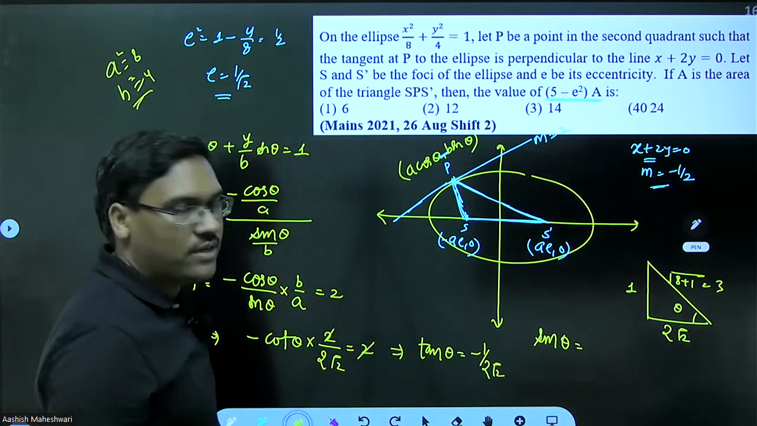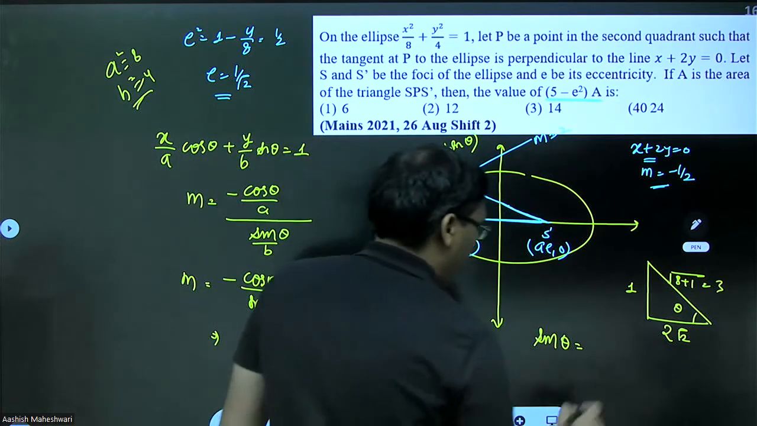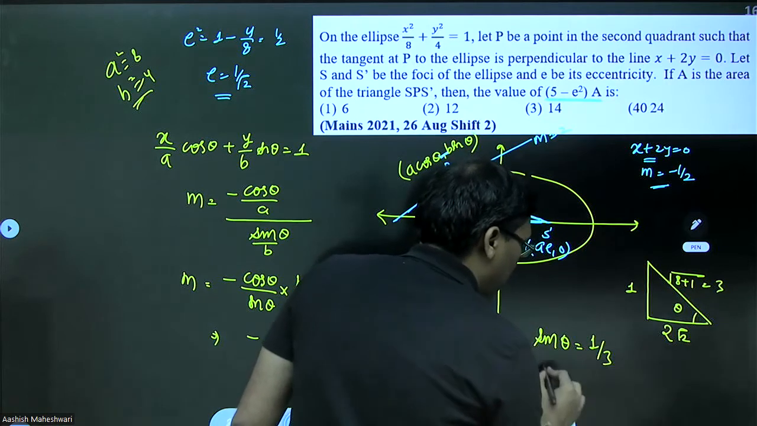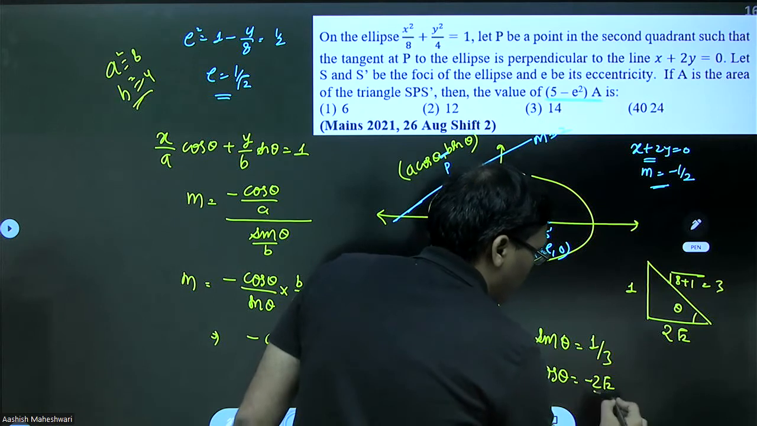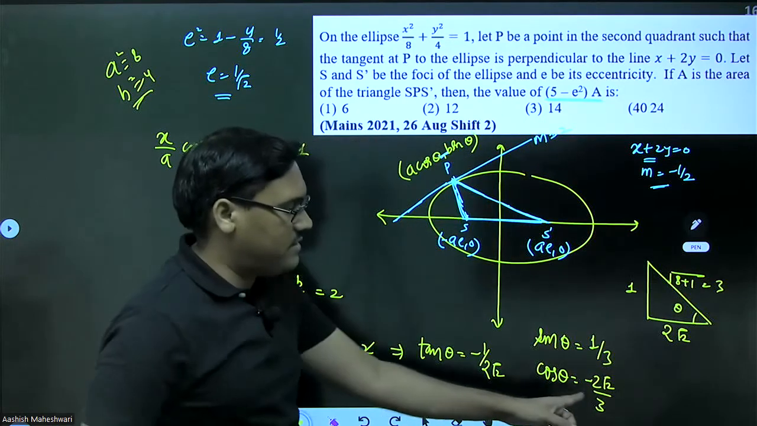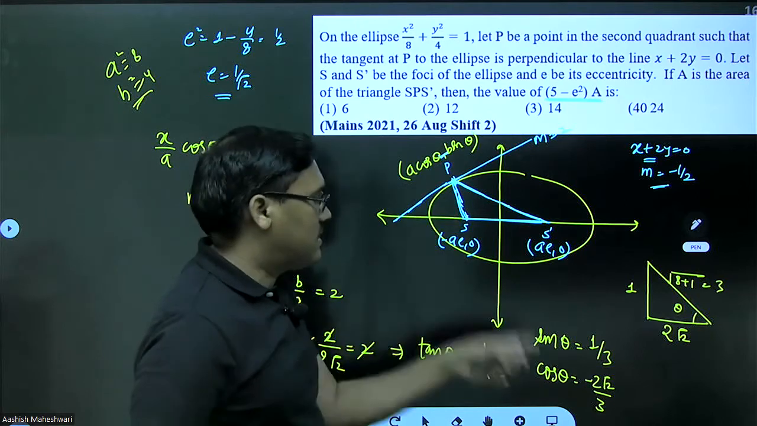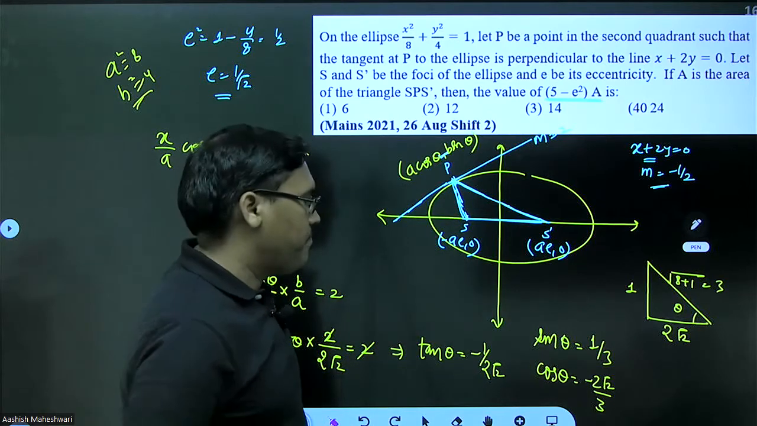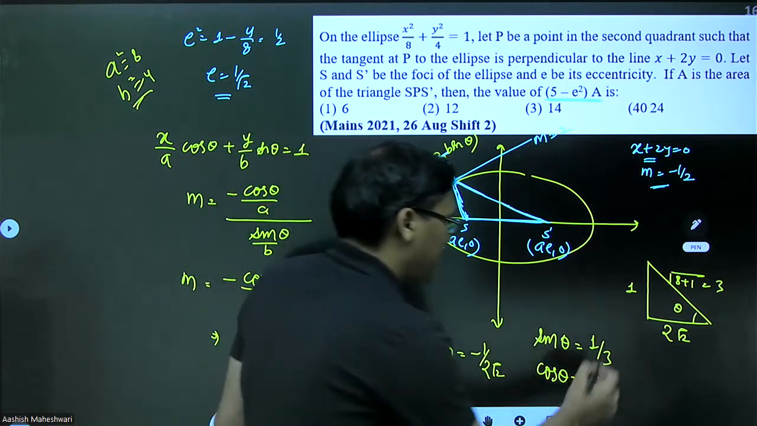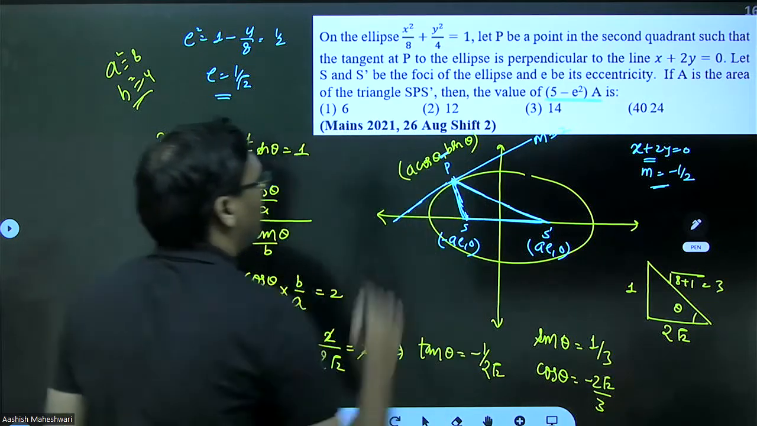So what is sin theta? Sin theta will be equal to 1 by 3. And what is cos theta? Cos theta will be minus 2 root 2 by 3. You can check this. Why have I taken cos theta negative? Because in the second quadrant cos theta is negative and sin theta is positive. Okay. So now, if you put these values, what will be the point P here?